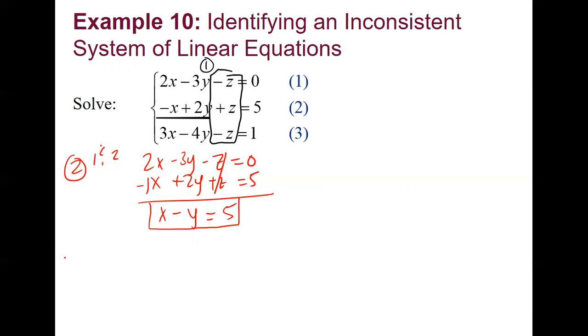What would be the next 2 equations I use for step 3? Two and 3. You've got to get another 2-variable equation. So you need another time where you eliminate z. So like Bella said, we would use 2 and 3.